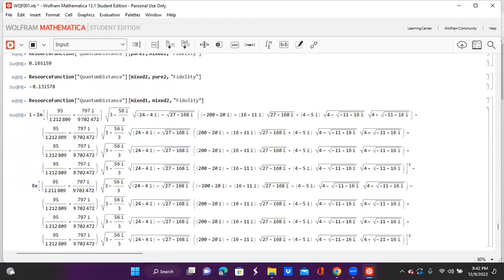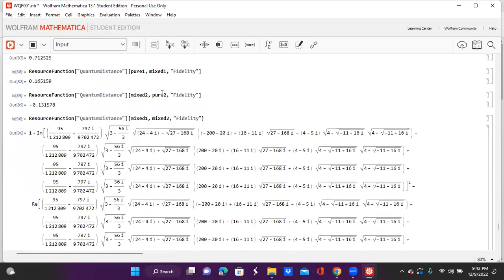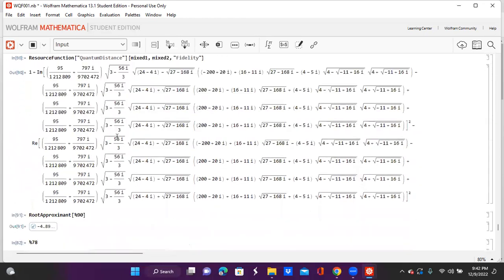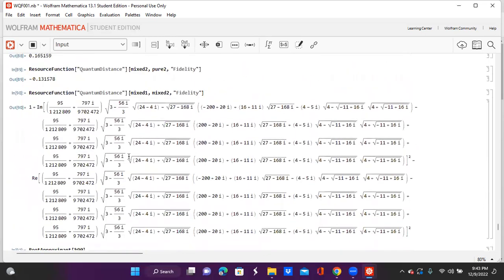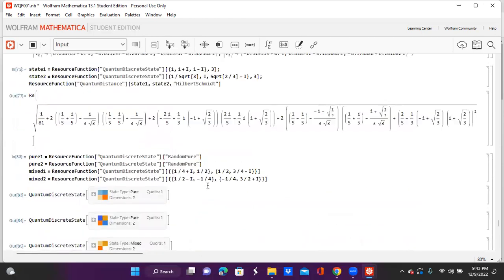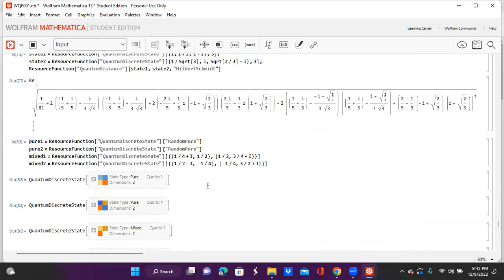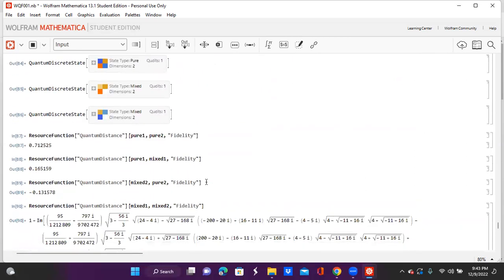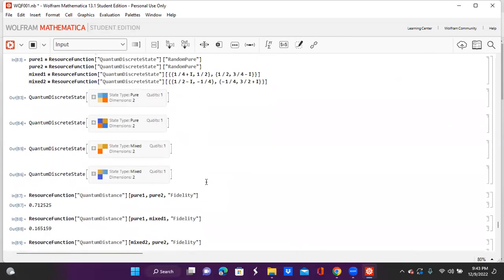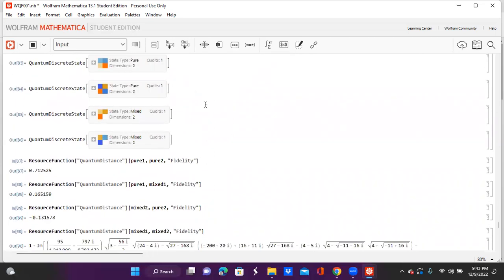I asked for the fidelity of several different combinations of the states there, because these two states were not what I created. Okay, yeah, those mixed states have imaginary parts.